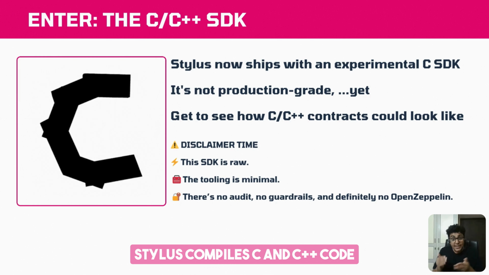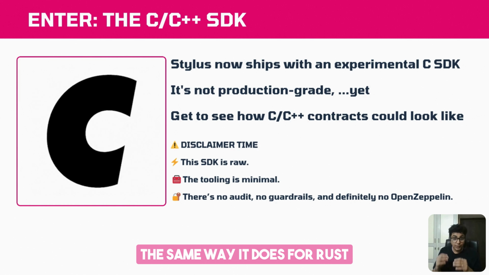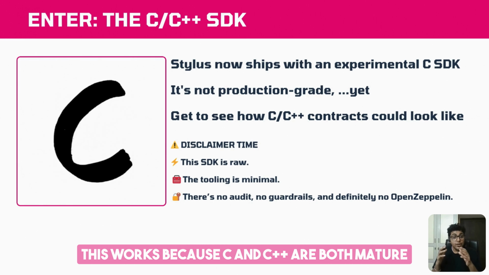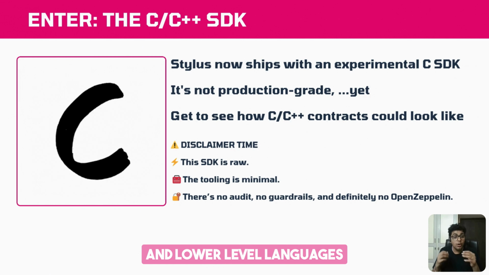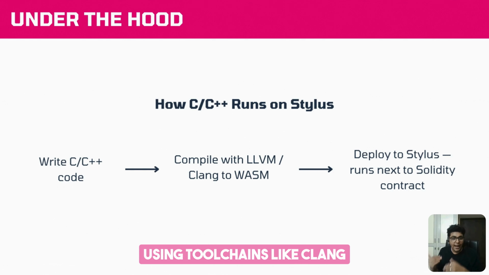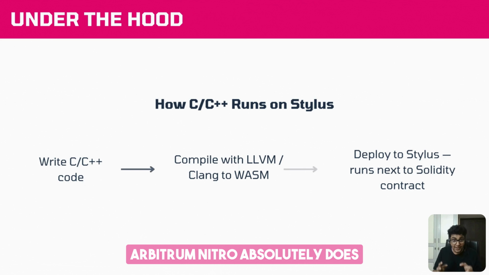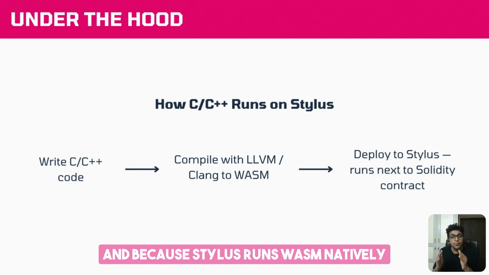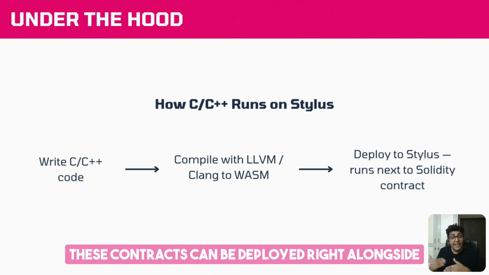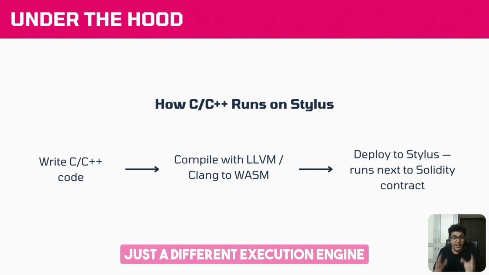You see, Stylus compiles C and C++ code down to WebAssembly the same way it does for Rust. This works because C and C++ are both mature low-level languages that can be easily compiled to WASM using toolchains like Clang. So even though Ethereum doesn't understand C directly, the WASM engine under Arbitrum Nitro absolutely does. And because Stylus runs WASM natively, these contracts can be deployed right alongside regular Solidity contracts. Same storage, same chain, just a different execution engine.